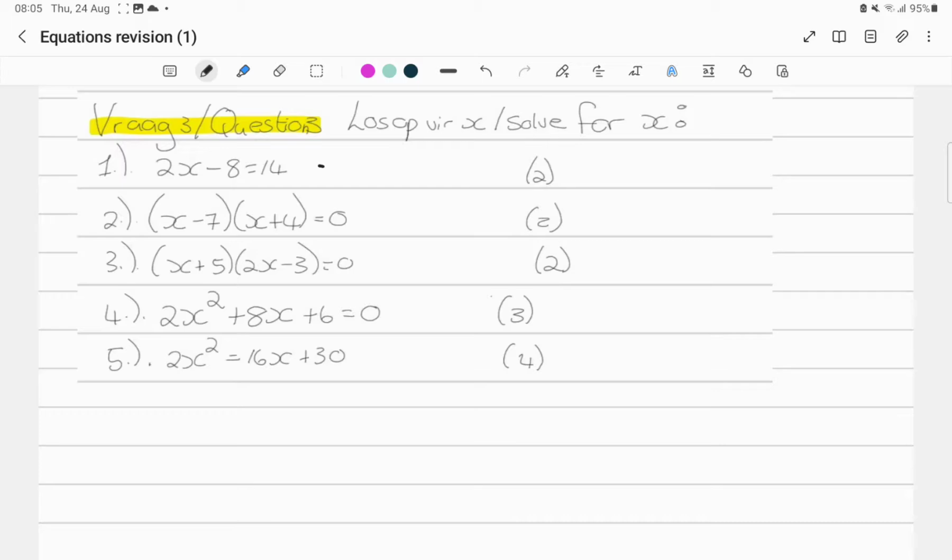When you have a quadratic equation, it means your x is to the power of 2. So the way we solve a linear equation differs from the way we solve a quadratic equation. So let's look at number 1 first. So in number 1, I only have an x. There's no x squared, no x to the power of 3, it's just a normal x. Therefore, this has to be a linear equation.